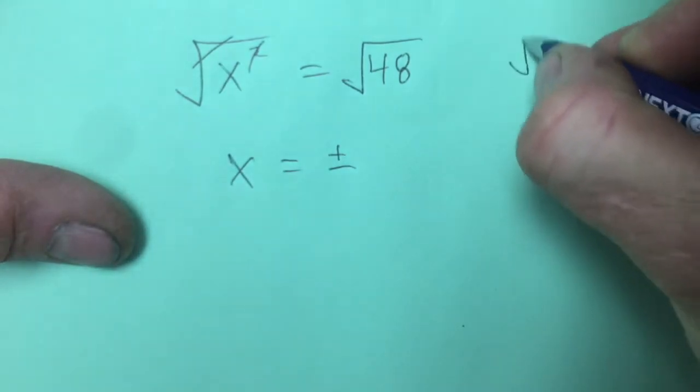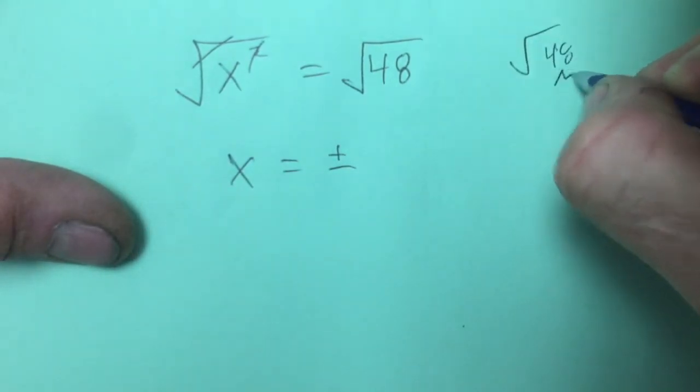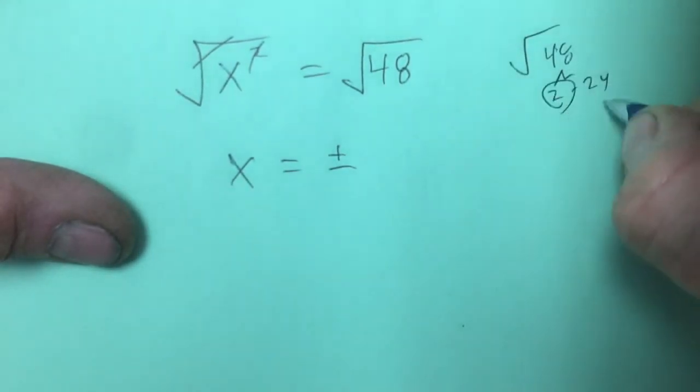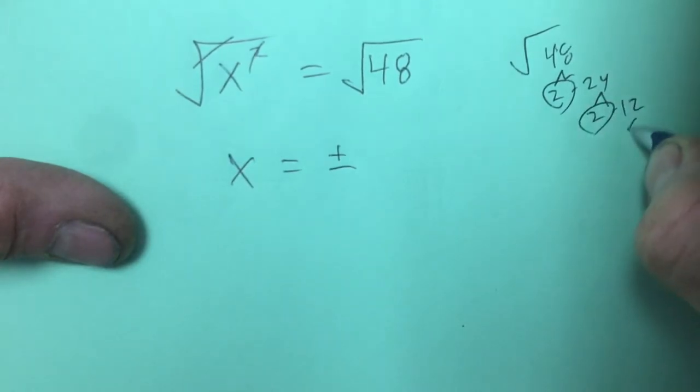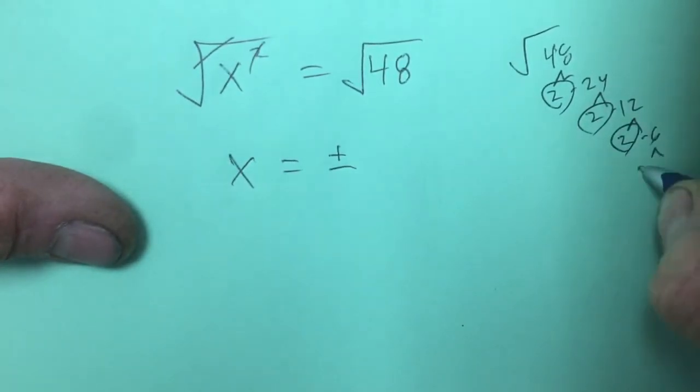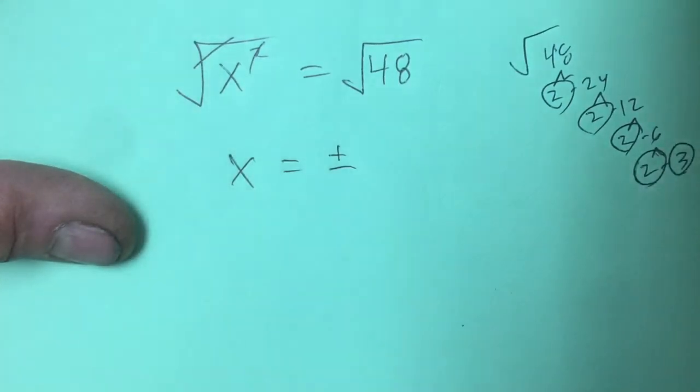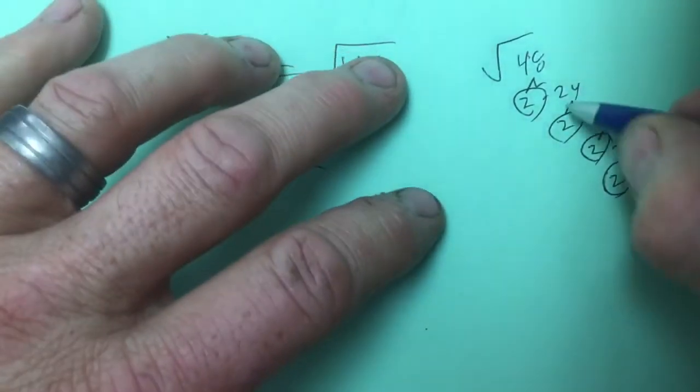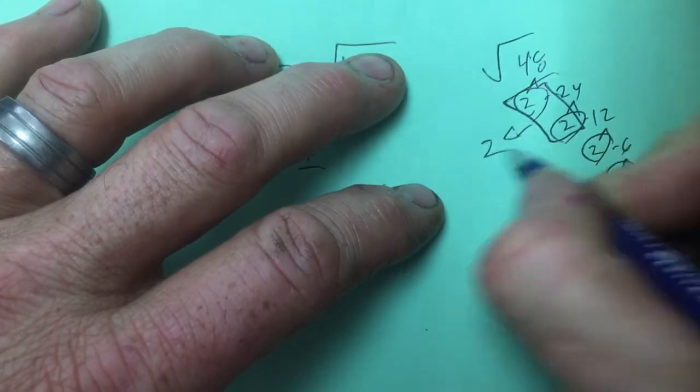Now if I take my 48 and break it down, that's 2 times 24. 24 is 2 times 12. 12 is 2 times 6. 6 is 2 times 3. Okay, and then we're looking for pairs. Well, there's a pair of 2's. That's going to send a 2 out of the radical.